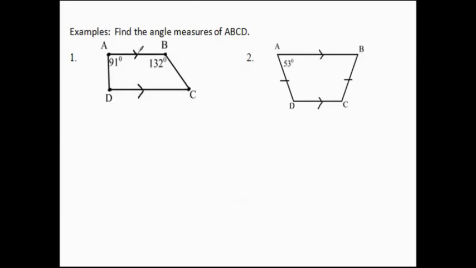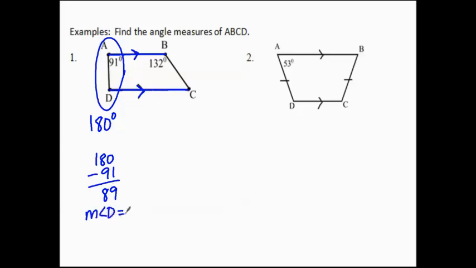First thing I notice is I have these parallel arrows, so that means this side is parallel to this side. Well, remember, one angle from one parallel line and one angle from the other parallel line have to be supplementary angles, add up to 180. So 180 minus 91, how much does that give us? 89? Let's put it in there. 89 degrees. The measure of angle D equals 89 degrees.